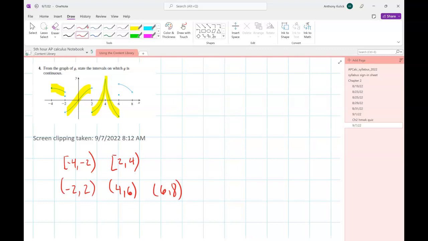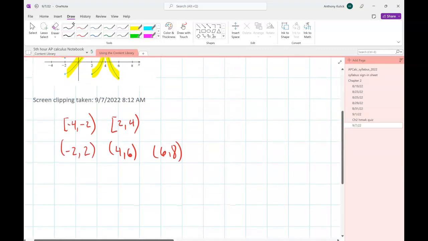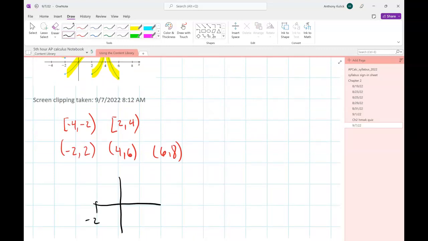Victoria. 8? Sure. 8 says to sketch the graph of a function as continuous except for the stated discontinuity. It says neither left nor right continuous at -2, continuous only from the left at 2. Okay. So I'll make this -2. I'll make that +2.